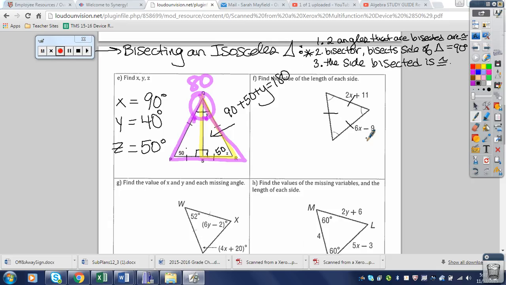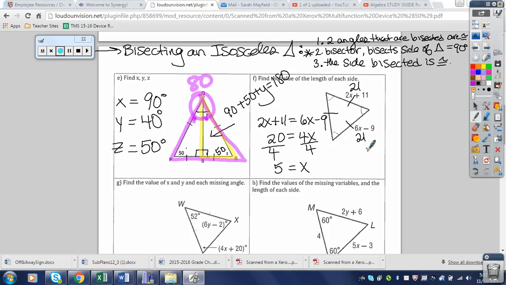So how am I going to set up an equation to solve for x? Well, 2x plus 11 equals 6x minus 9. Okay, so solve. 20 equals 4x, not 40. Divide by 4. So x equals 5. Okay, so if I plug in the value, you get 35 minus 9 and 21 and 21.